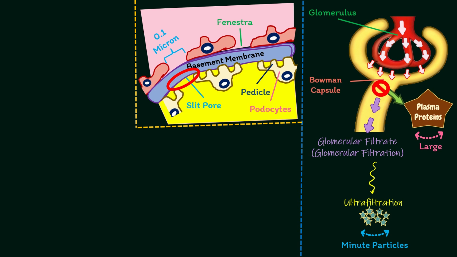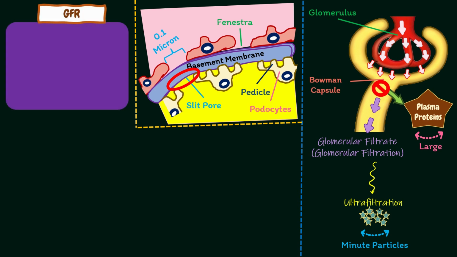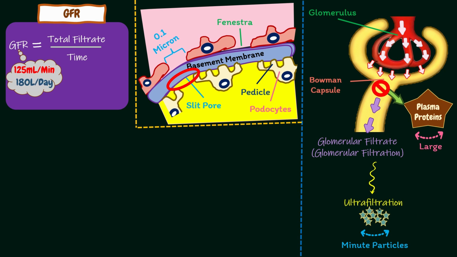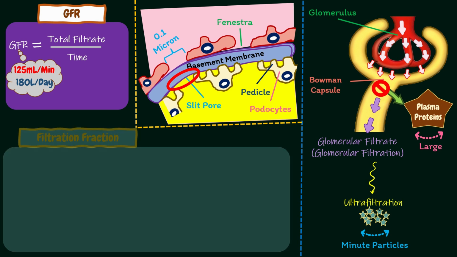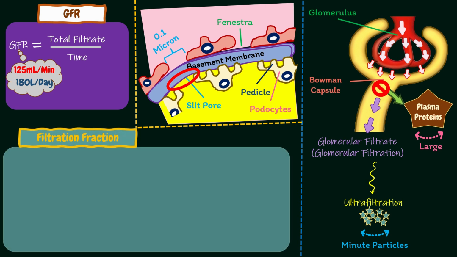There are some other few important terms that are needed to be clear, so let's discuss them. First is glomerular filtration rate. Glomerular filtration rate, or GFR, is defined as the total quantity of filtrate formed in all the nephrons of both the kidneys in the given unit of time. Normal GFR is 125 milliliter per minute, or about 180 liter per day.